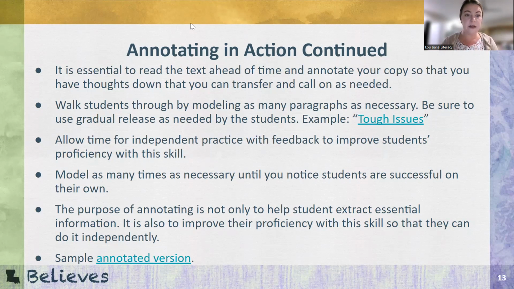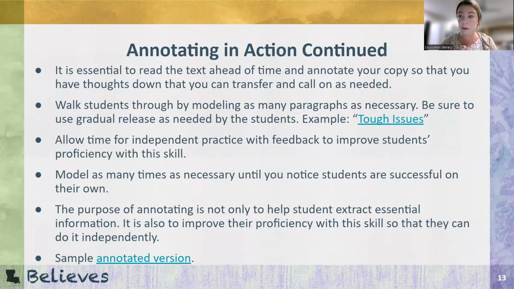Of course, if you're doing an honors class, you might need to model this once or twice and they're totally proficient and good. You might need to just work with some students one-on-one on the side. If this is an inclusion class, you might have to model it several times before they feel confident in doing this. Allow time for independent practice with annotating, with feedback to improve students' proficiency with this skill.